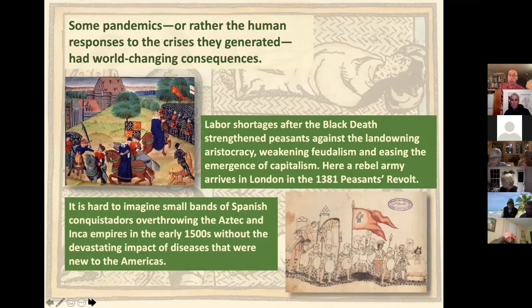They get some native allies, but in the critical phases of the conquest, they're greatly assisted by the impact of smallpox on Aztec society, and then a few years later on the Incas. I think it's impossible to imagine those conquests succeeding, or certainly in anything like the time frame that they did succeed in, without the impact of disease. So again, thinking about the weight, the significance of that.